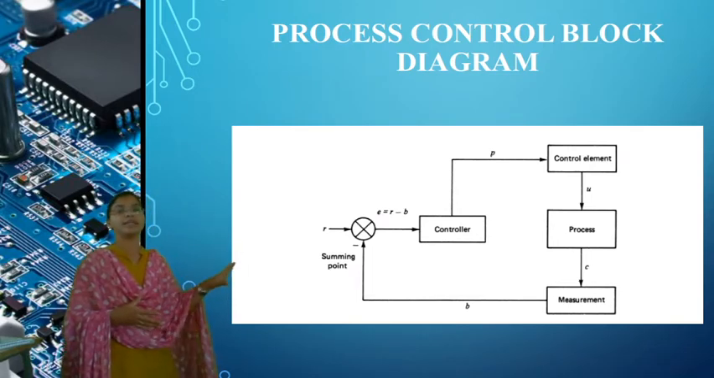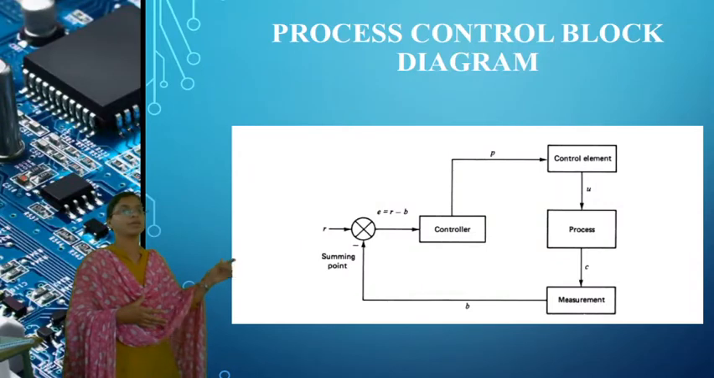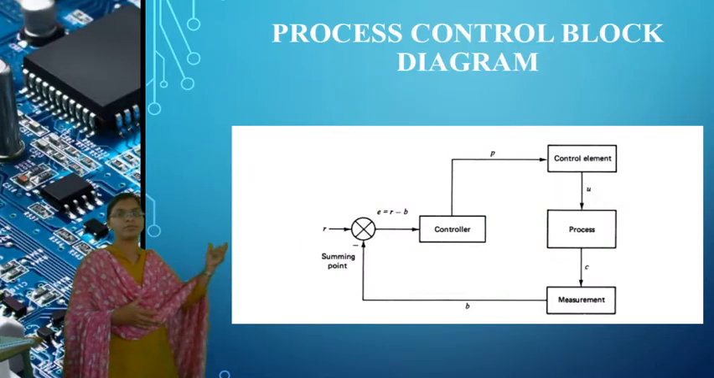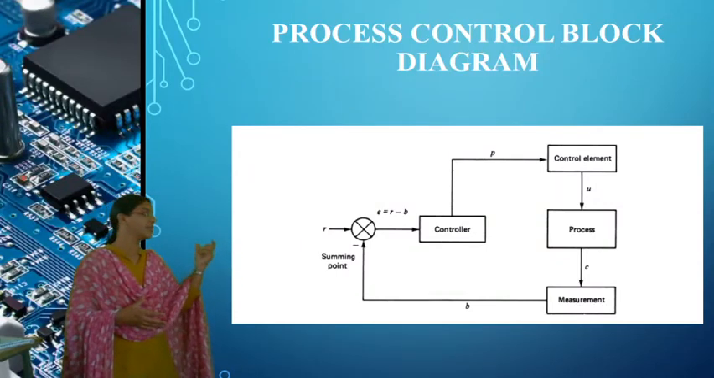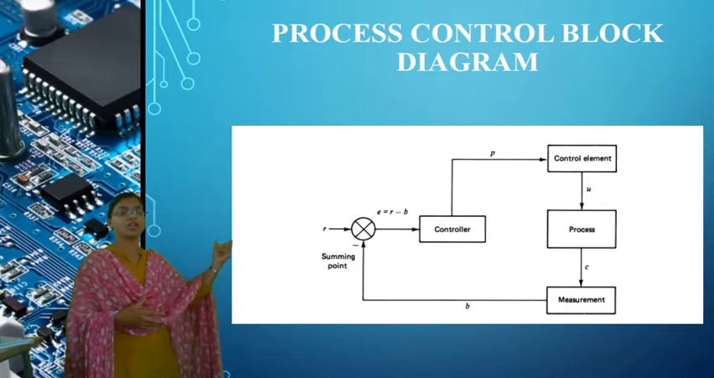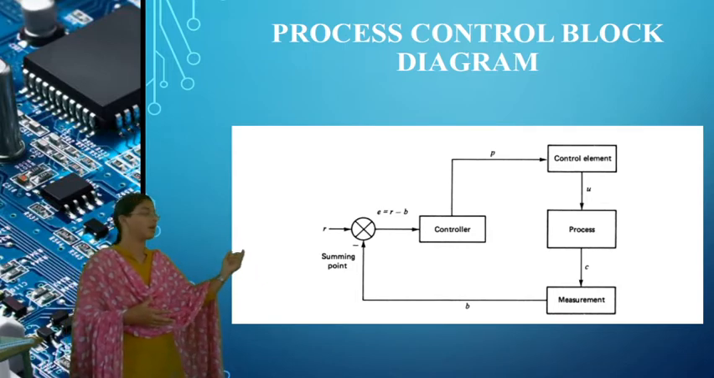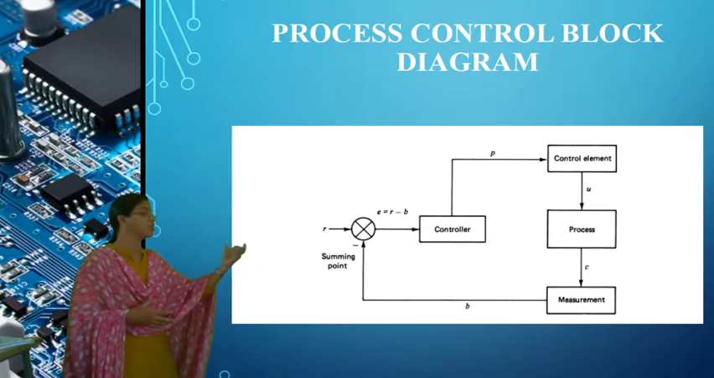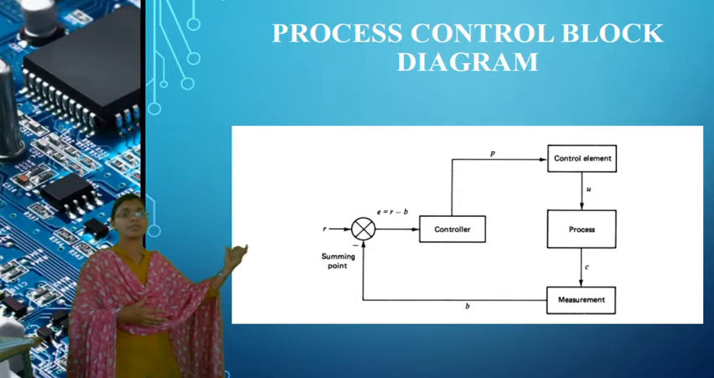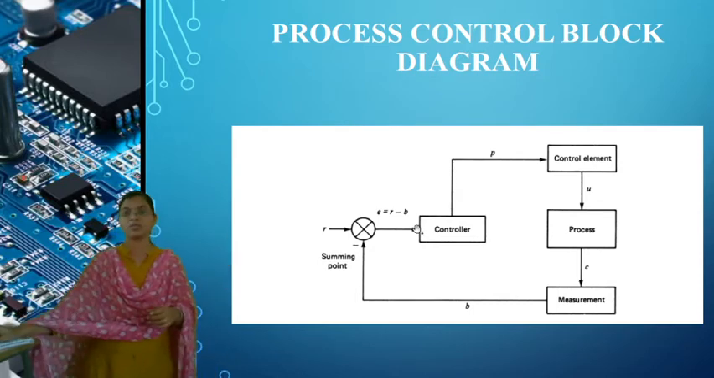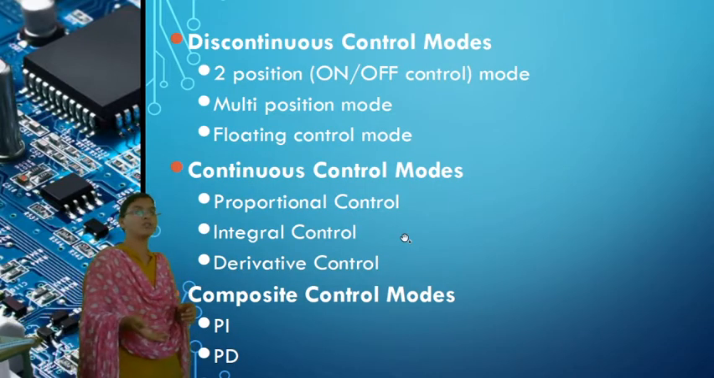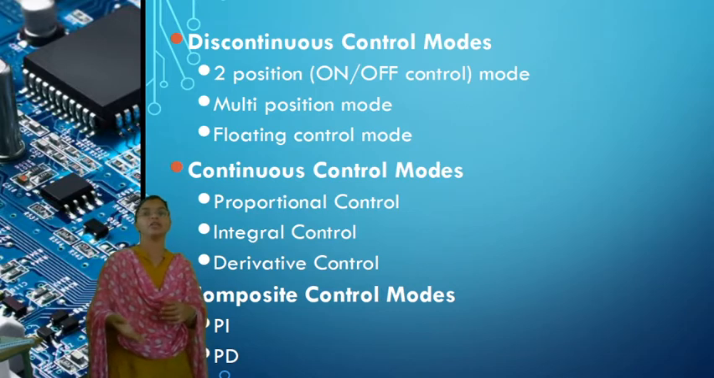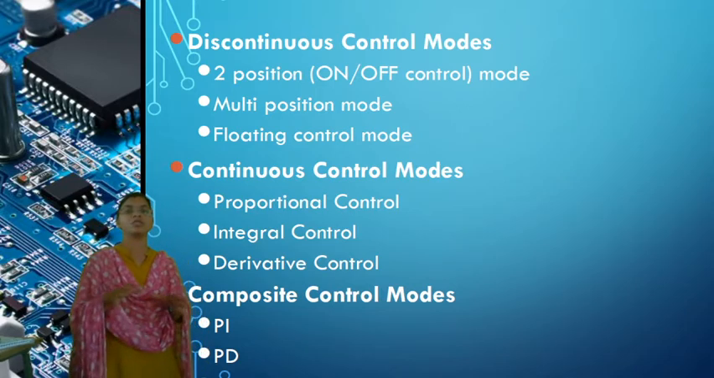Here we are going to talk about the error detector. The set point and the measured value are given to the comparator, and that comparator is called the error detector. The error detector output we give to the controller. So we are going to discuss the controller part: which type of controlling action we are going to perform there, and which type of input you apply to the controller. That entire process we are going to learn in the second chapter.